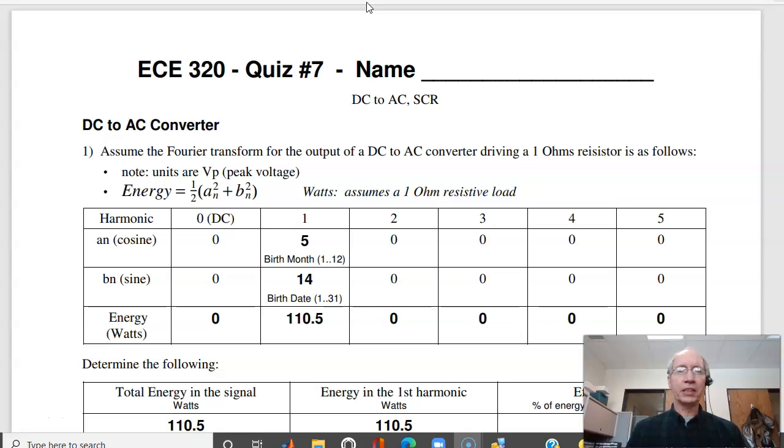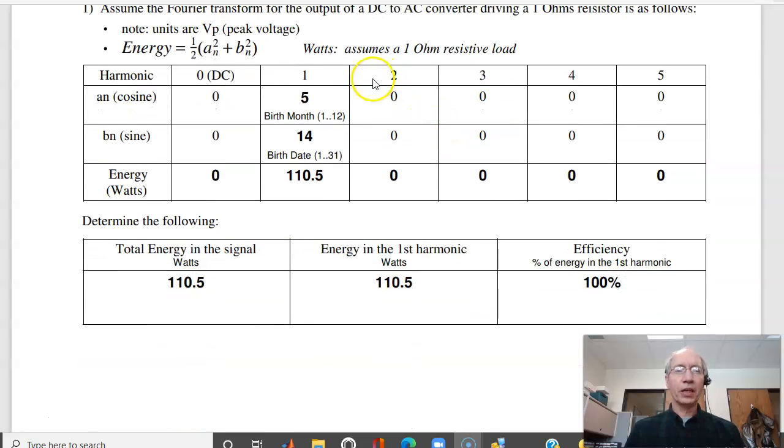If I had a DC to AC converter with this output, I've got a bunch of harmonics. If all the energy is in the first harmonic, what's the total energy in the signal, the energy in the first harmonic, and the efficiency, meaning how much of the energy is in the first harmonic? Well, this is actually what you want.